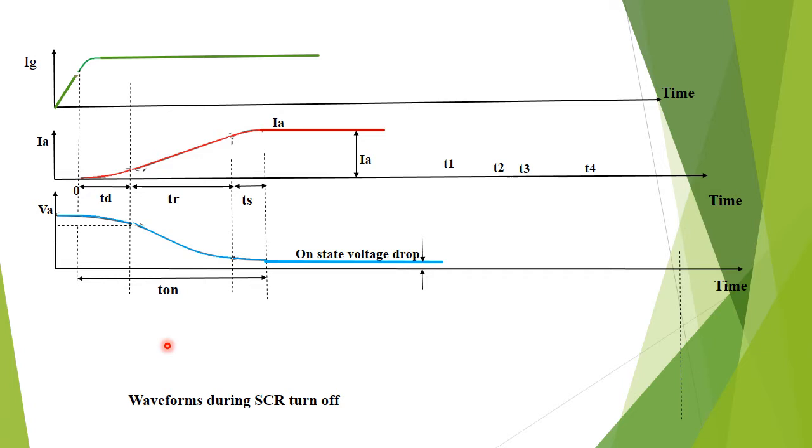So this is a waveform for the turn-on characteristics. Okay, we have already discussed this one. Once the SCR is turned on, the gate loses its control. So the SCR can be turned off only by making the anode current go below the holding current. Suppose here we are assuming the holding current as 0. Now the anode current reaches 0 at time t1.